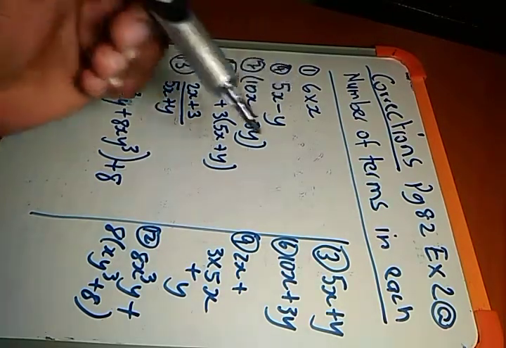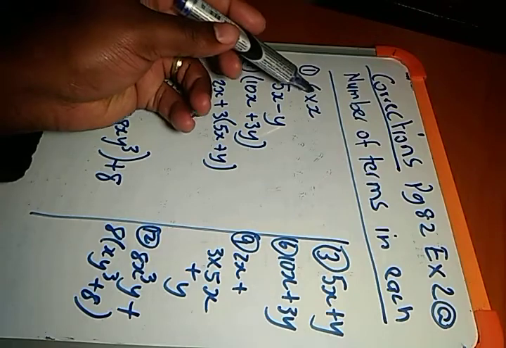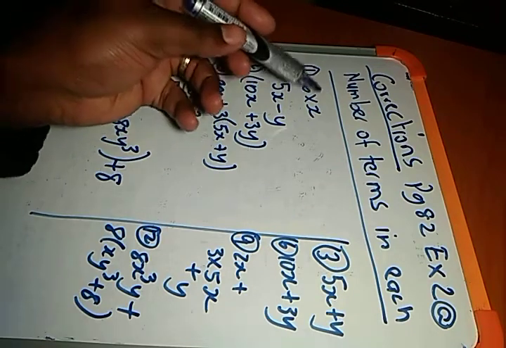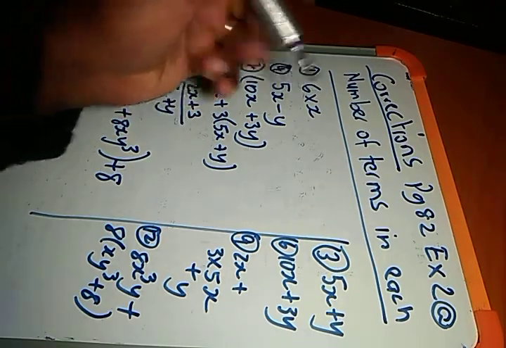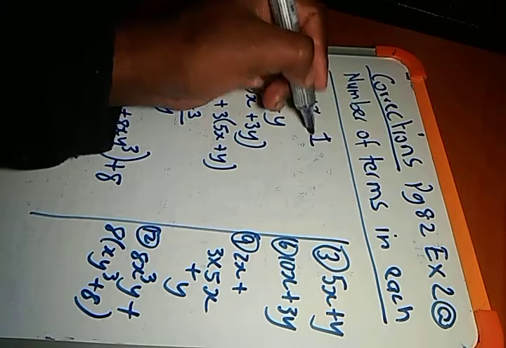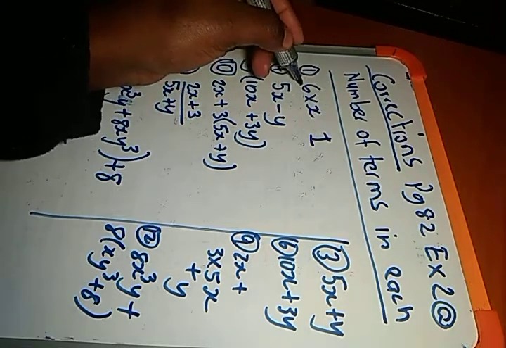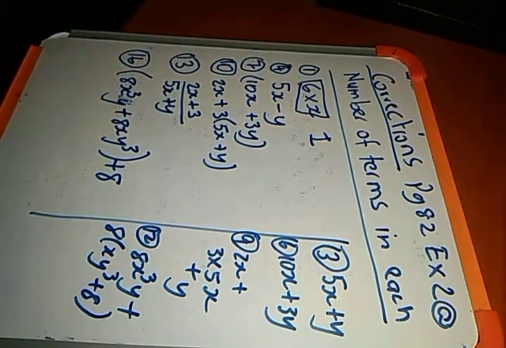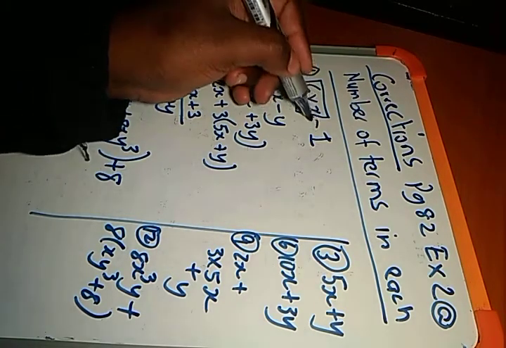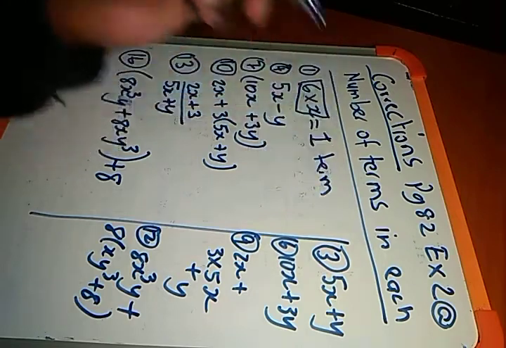We've got 6 times x. 6 times x, there's no plus or minus operation between these two. Okay, so that is going to be one term. The answer is one term there. There's nothing else. That is considered one term because of the multiplication sign. Multiplication and division, generally one term. So we'll go one term there.